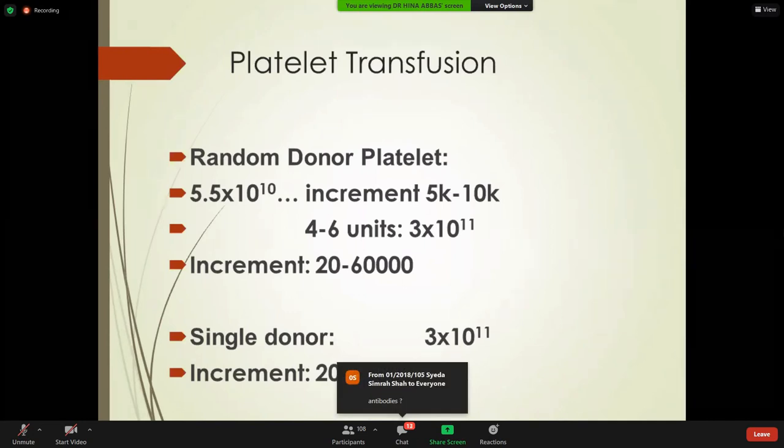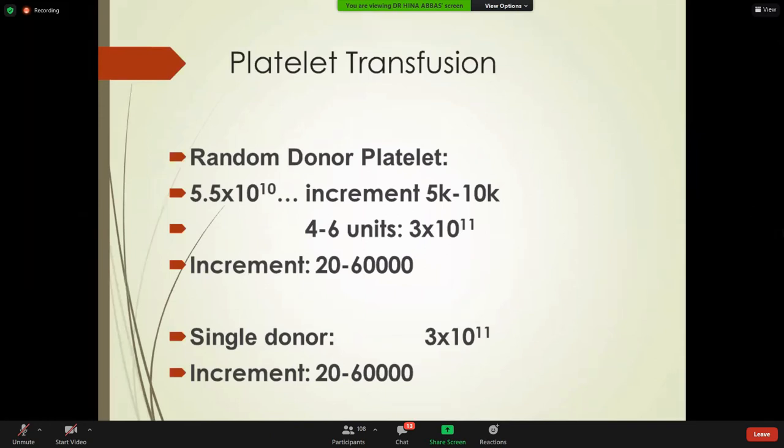Antibodies is most appropriate, because every time the patient is being transfused with 6 different types of platelets, then next time he's coming and he's getting transfused with another 6 types of platelets, so he might develop antibodies against those platelets. He is more likely to develop antibodies against many sorts of platelets, so this would be a problem. Alloimmunization. By single donor platelets, we are preventing basically alloimmunization of the platelet that can result in platelet refractiveness.